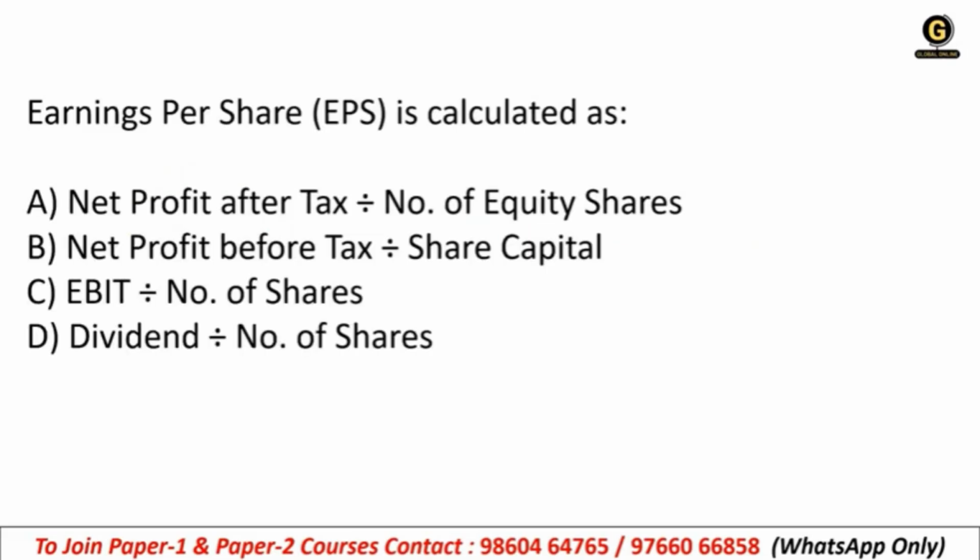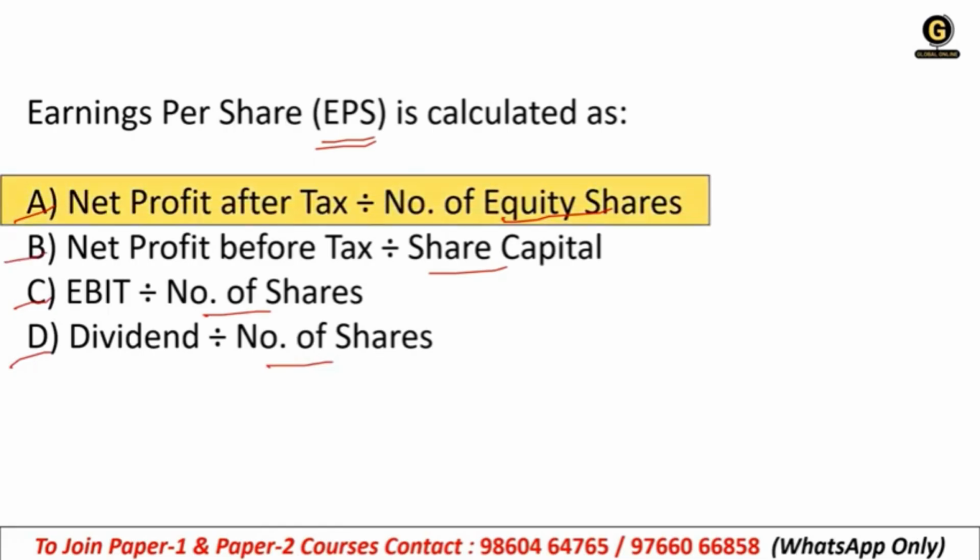Earnings per share, EPS, is calculated as. Now they are asking about the formula of EPS. Net profit after tax divided by number of equity shares. Net profit before tax divided by share capital. Earnings before interest and tax divided by number of shares, or dividend divided by number of shares. The right answer is option A, that is net profit after tax divided by number of equity shares.